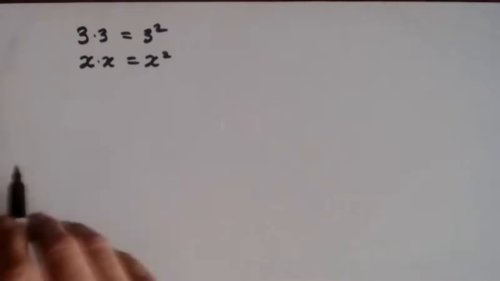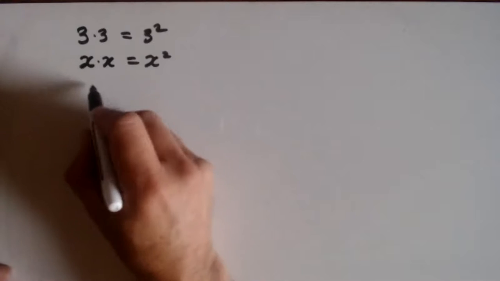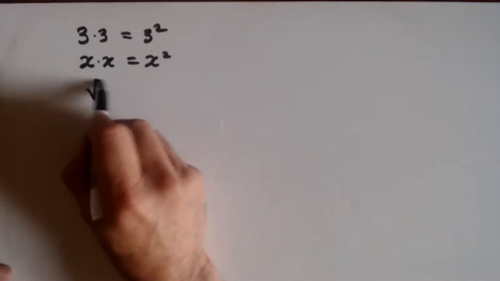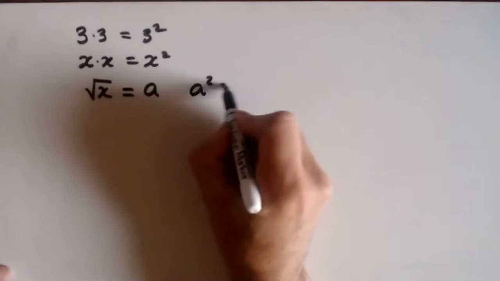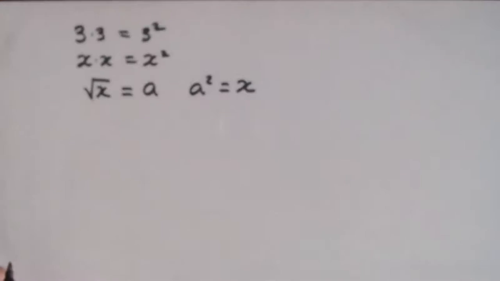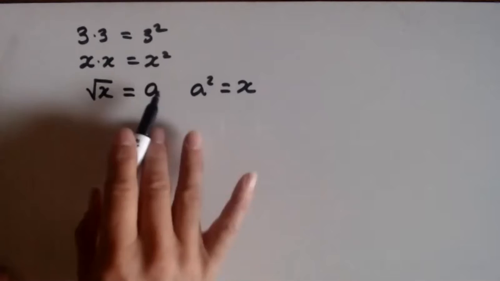Once you have a new operation, you remember that you get the inverse operation. So you have the square root of x. The square root is a number such that if you square the number, you get the x, correct? So this is the relationship of this one.